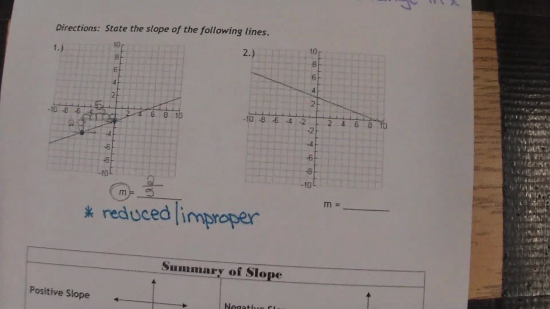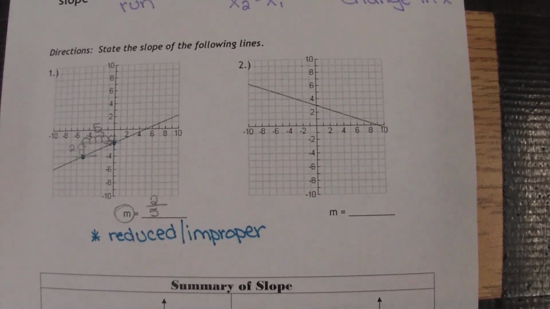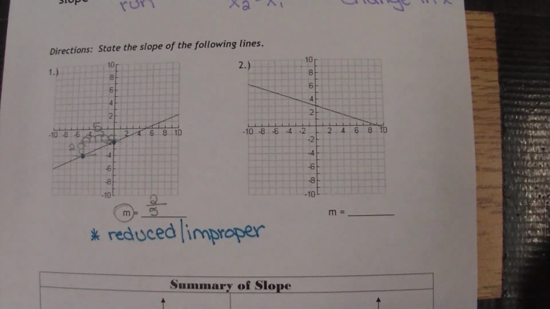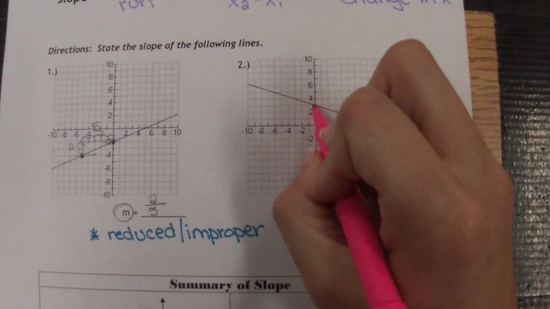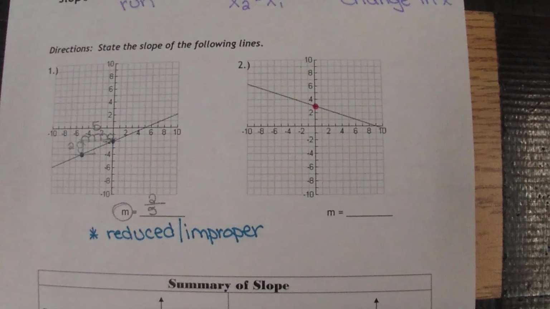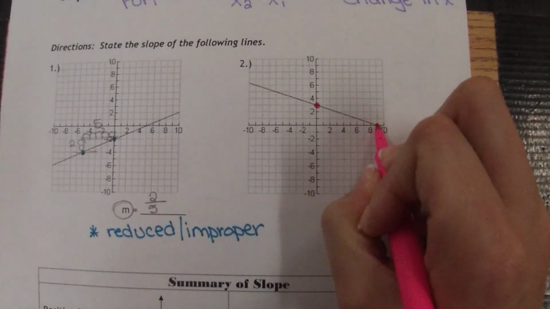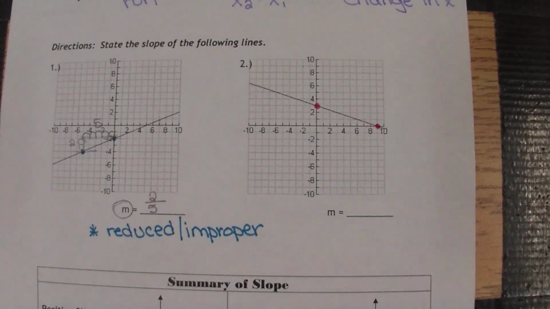Okay, so let's take a look at number 2. Okay, same starting point. We need to pick 2 good points. Okay, so there's a good point at 0, 3. That one jumps out at me. I also see a good one all the way over here at 9, 0. Again, there are other good points. Those just happen to be the two that I saw first.